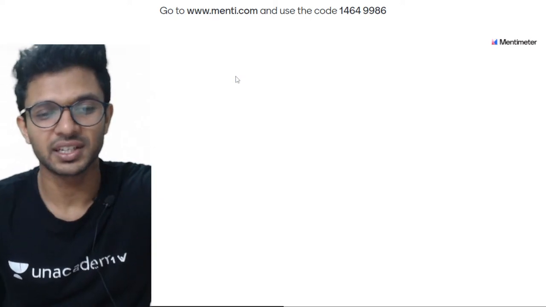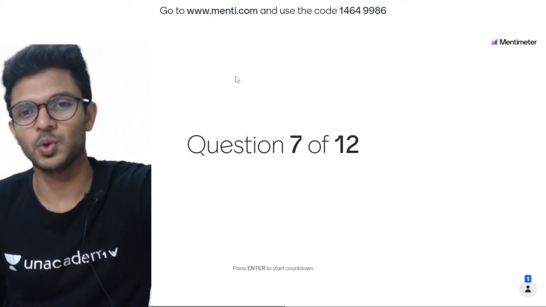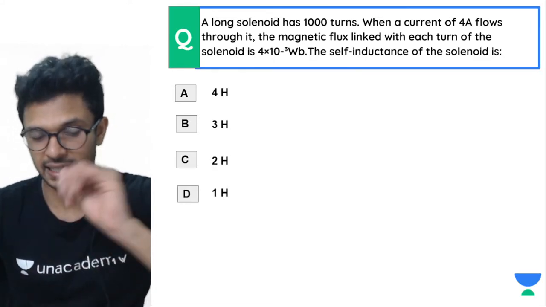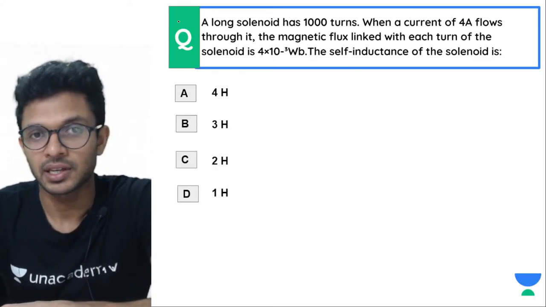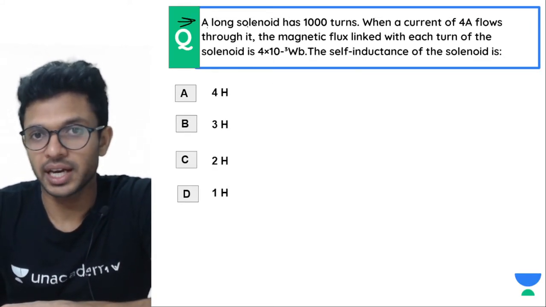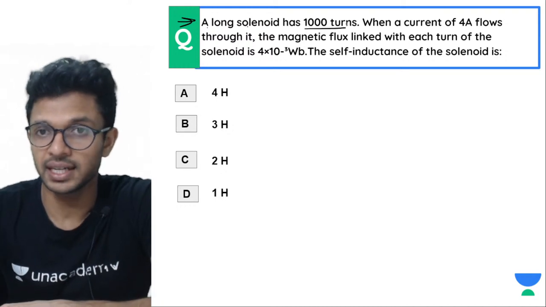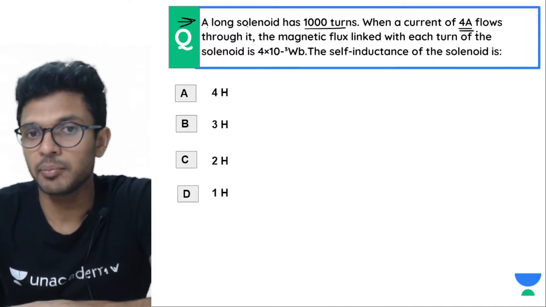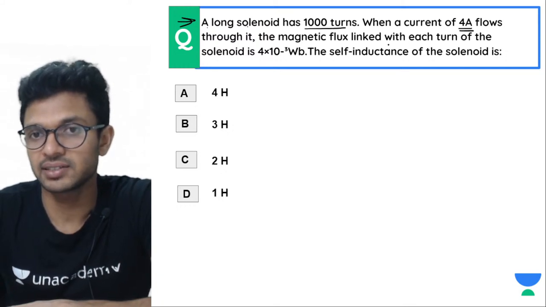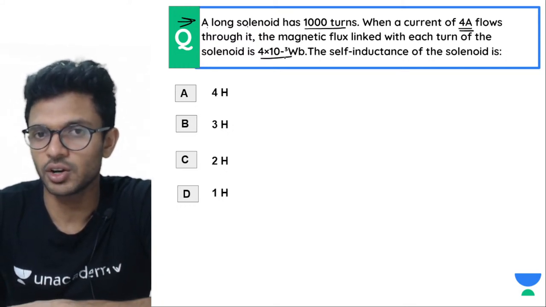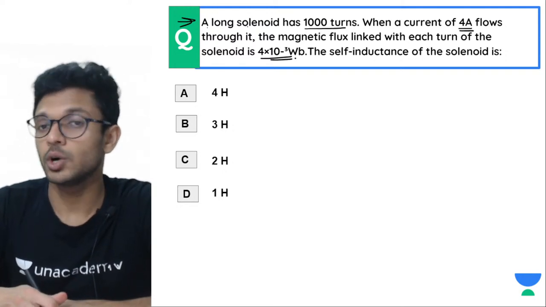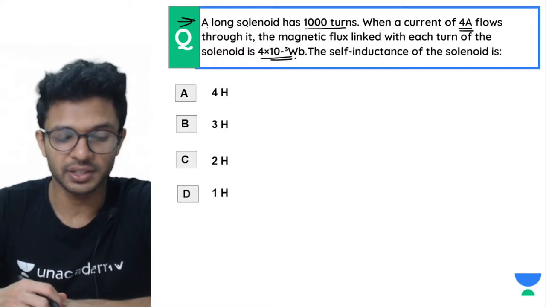Everyone, keep it going. So, let's do this question. Let's see how this question can be done. Everyone, listen here. A long solenoid, right, children? It has 1000 turns. Okay. When a current of 4 ampere flows through it, the magnetic flux linked with each turn of the solenoid is 4 into 10 power minus 3 Weber. Question is, what is the self-inductance of the solenoid?